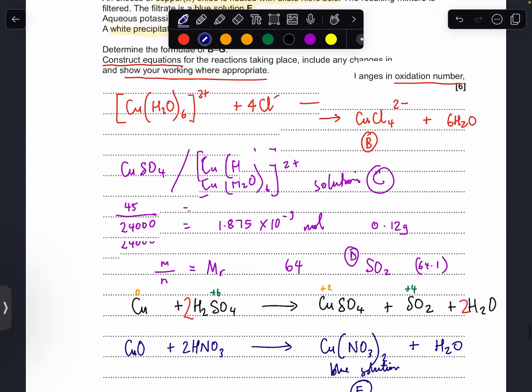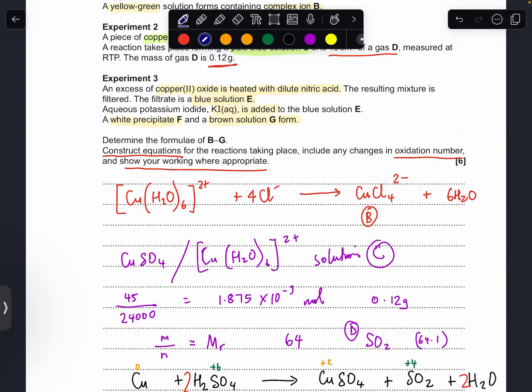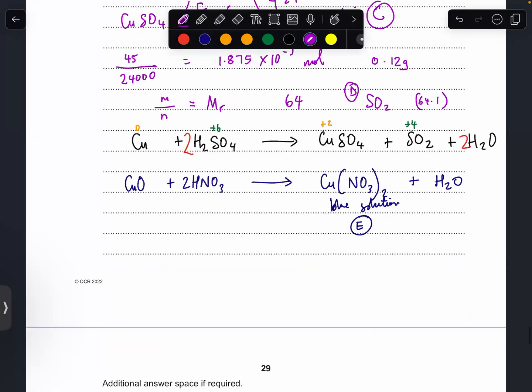Now, this is an interesting part. You see, potassium iodide ions are added. It gives you a white precipitate and a brown solution. A white precipitate and a brown solution. Look at this. There's key bits of information here. If we write down the ionic equation, you've got your Cu2+ reacting with iodide ions. This is a reaction that you need to learn.